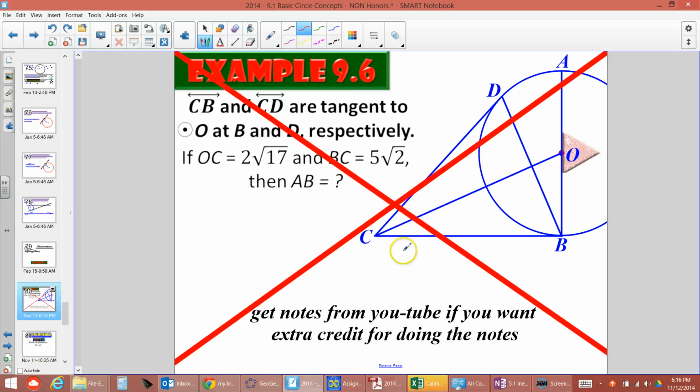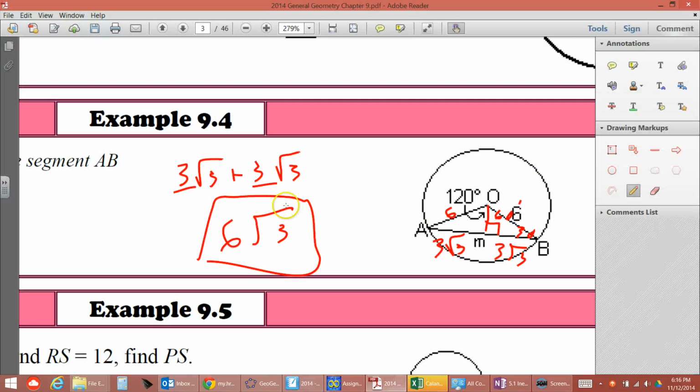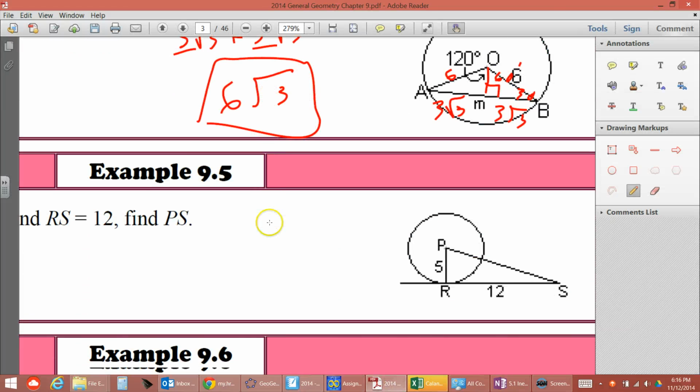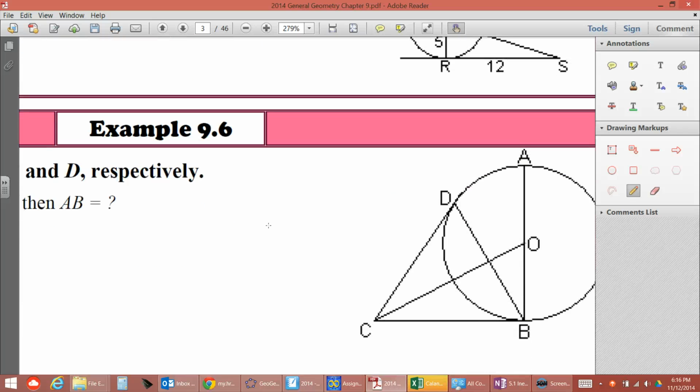So again, right here, example 9.6, we're not doing it as far as the class goes, but if you do it on YouTube and you get extra credit in your notes, and if you do it on the homework, then you'll get even more extra credit. So let's find that question in the notes, and we'll work it out together.